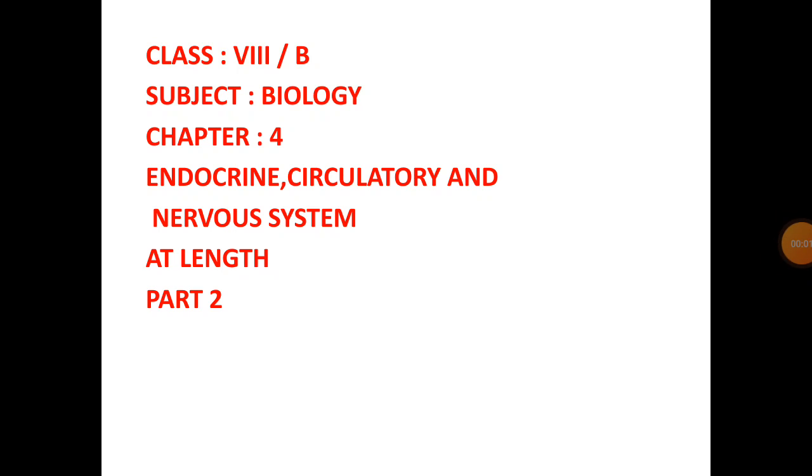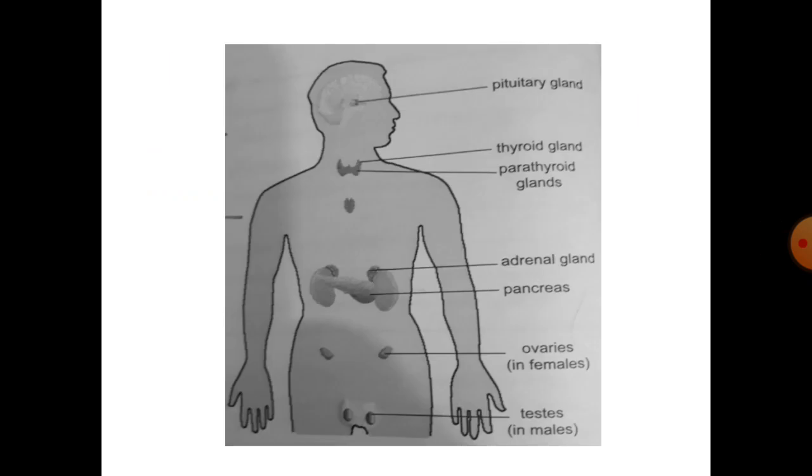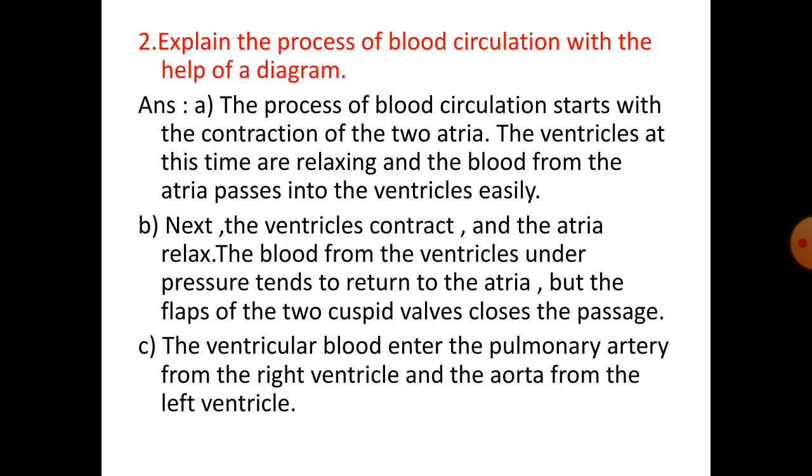So, from chapter 4, this is endocrine, circulatory and nervous system. Today we will be discussing at length section and also a few questions from short and precise sections that was not given to you. First question, answer in detail. Draw an outline of human body and show the location of various glands. So, this is the diagram that you will draw from your book.